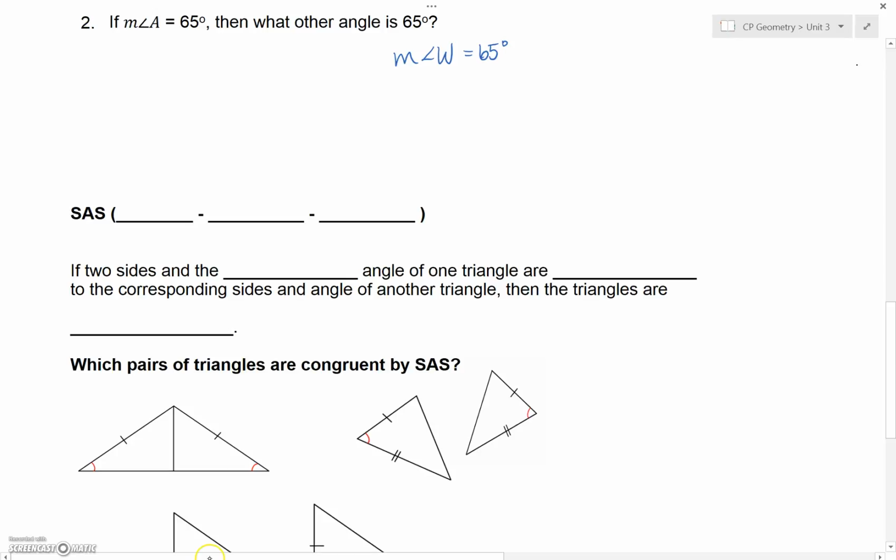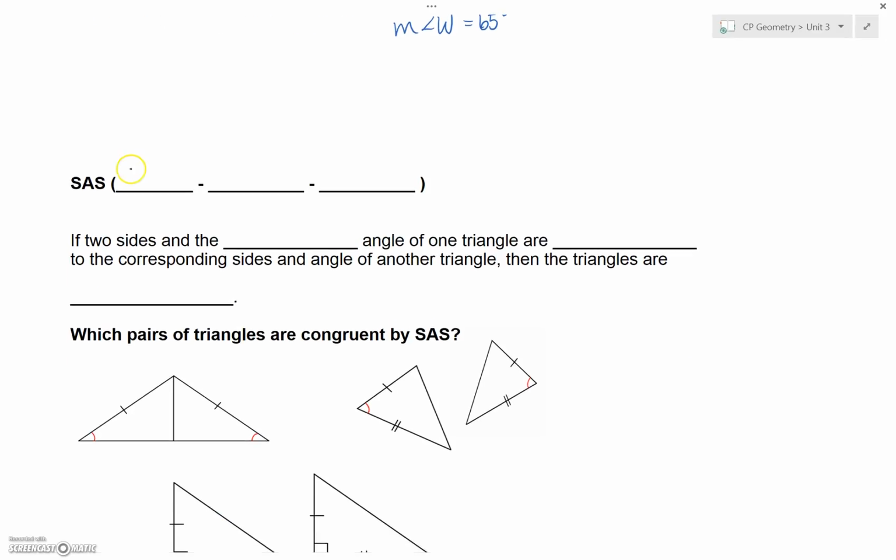Alright, so if we go back to our notes, SAS, this stands for side, angle, side. If two sides and the included, that's the important word, angle of one triangle are congruent to the corresponding sides and the angle of another triangle, then the triangles are congruent.